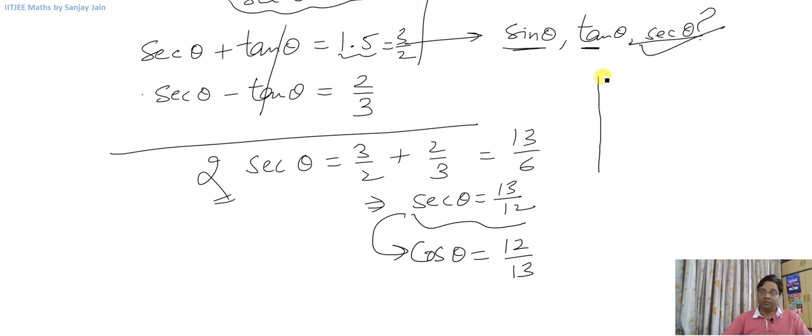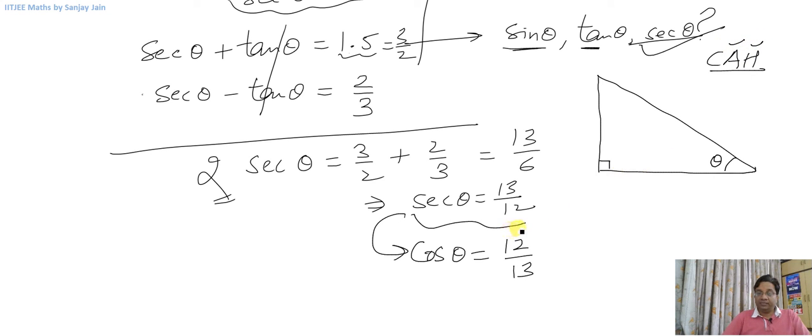Now if you notice, you can make a triangle here, right? And consider any of these acute angles as theta. Let us say I consider this angle as theta. Now you know cos is adjacent upon hypotenuse, right? That means if this ratio is given as 12 by 13, I can always consider this adjacent side as 12, but if I consider it as 12, then hypotenuse I have to take as 13.